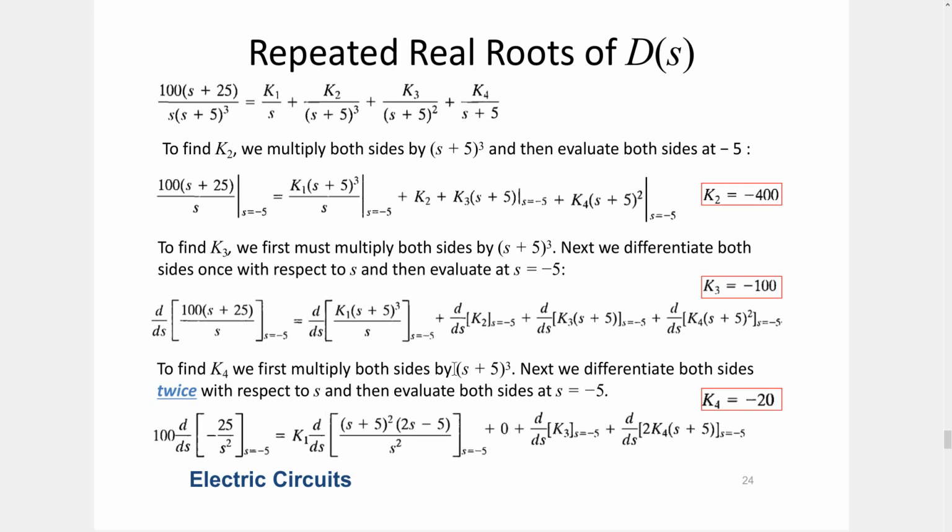Basically, if you have s to the n, you have to differentiate until n minus 1 and evaluate both sides at s equals minus 5. If you do this math, you end up with a k4 of minus 20. And so we now have all the coefficients established.